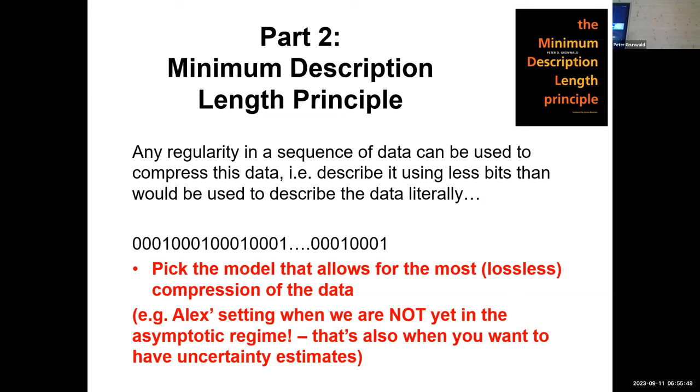But then you try to start from scratch, forget about classical statistics, and build something on top of this idea. It is mostly used for model selection. So you have several models for your data, and you pick the one that allows for the most compression of your data.